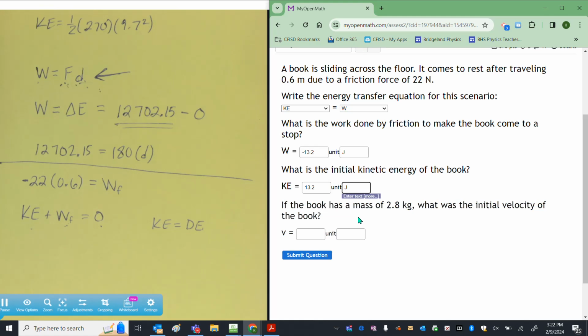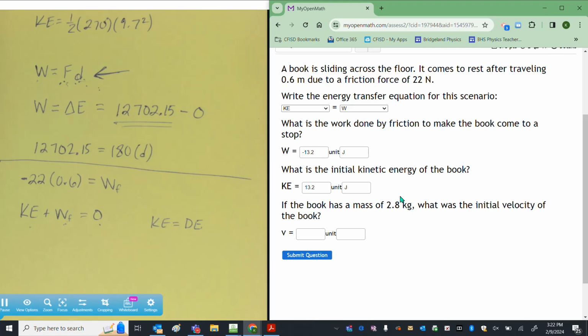You lost all of it due to the work done by friction. So here's how much was lost, 13.2. Here's how much you had, 13.2, and that's why you no longer have any motion. It's at rest. The last question says, if the book has a mass of 2.8 kilograms, what was the initial velocity of the book?